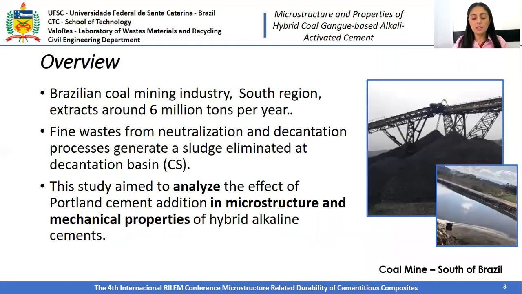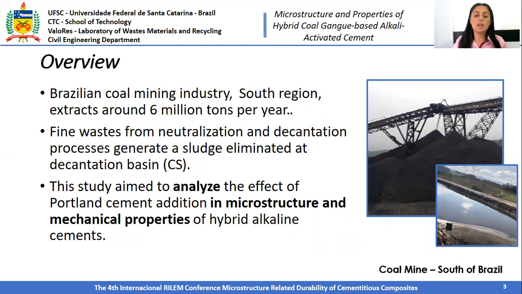The cobalt mining industry in Brazil extracts around 6 million tons per year of cobalt mineral. However, 60% are impurities generated by washing processes. Fine wastes go to neutralization and decantation processes, forming sludge from the decantation basin. Cobalt mining wastes contain mainly silicon, aluminum, and iron oxides. The wastes are composed of quartz, kaolinite, and pyrite.